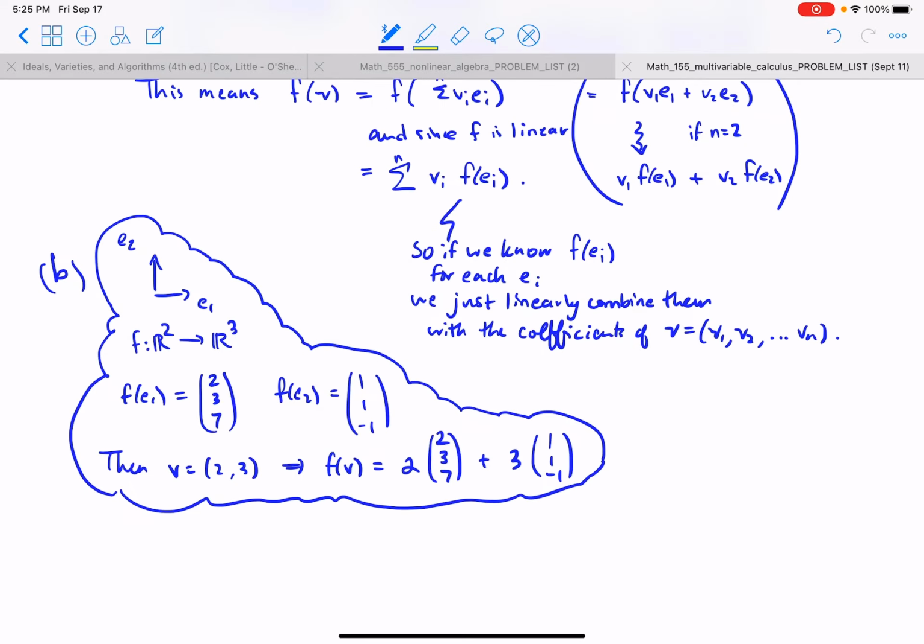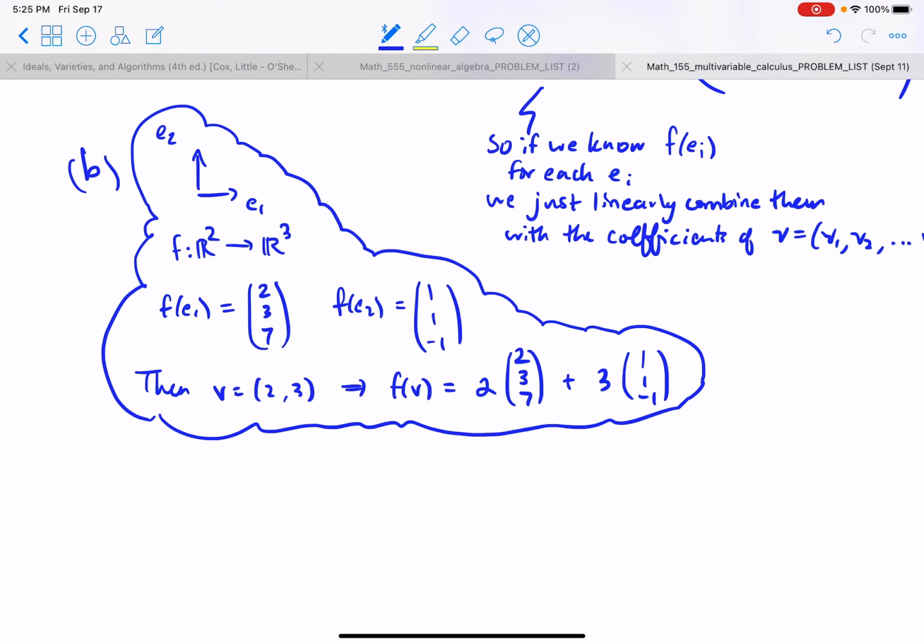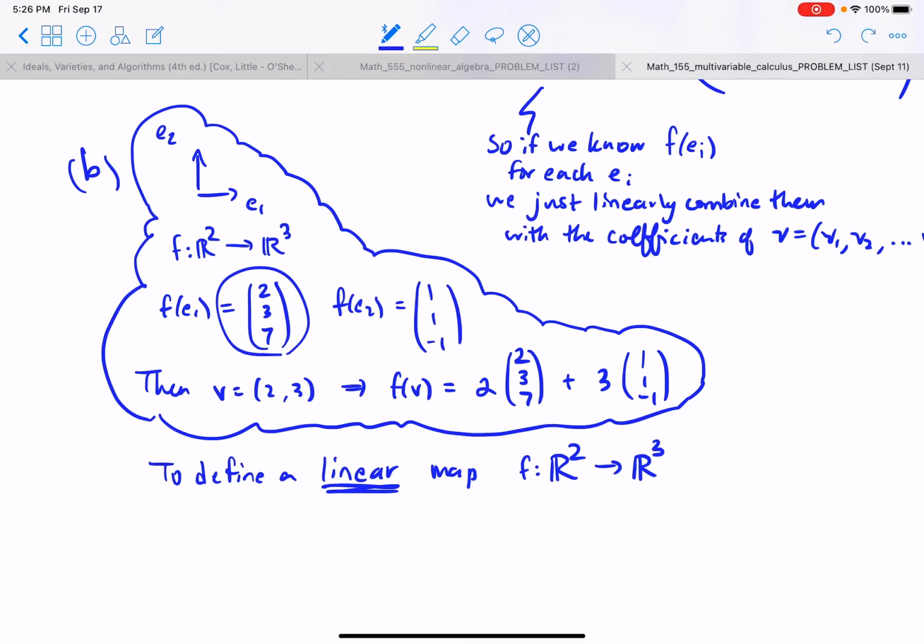I defined, so let me expand on this. To define a linear map from R2 to R3, all I have to do is hand you two vectors in R3, two outputs. Just two outputs, that's it. I don't need to come up with some crazy formulas. The point is that all I have to do is come up with these two. And then if I say that it's a linear map, then you know how to calculate it on anything.